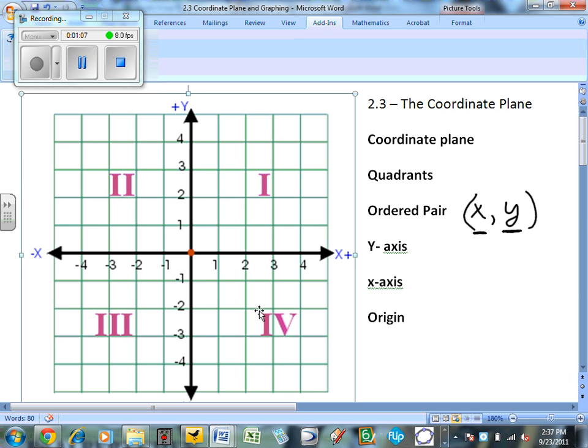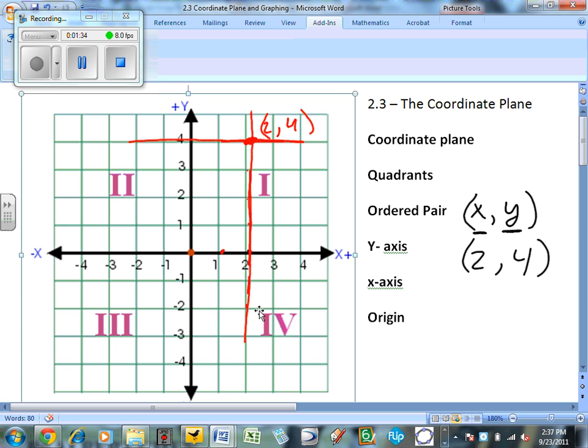So maybe I have an ordered pair 2, 4. I want to go 2 over on the x-axis, so 2 to the right, 1, 2. Then I want to go up 1, 2, 3, 4, and there's my point right there. Here's my point, 2, 4. That's where the line on the x-axis of 2 meets the line on the y-axis of 4, right there at 2, 4.